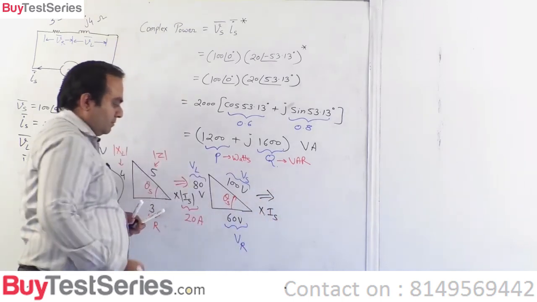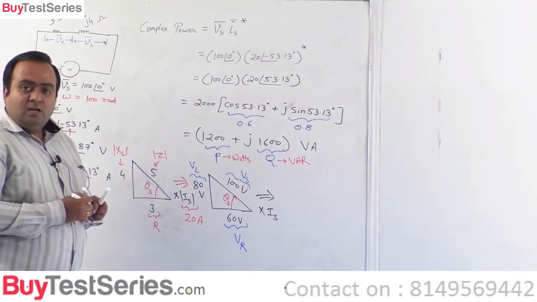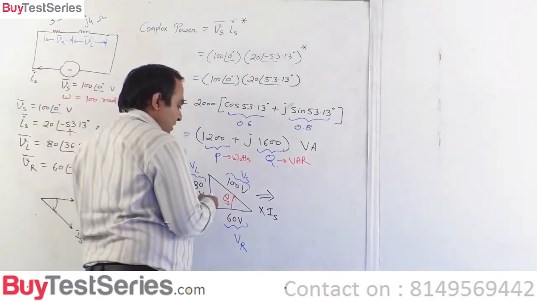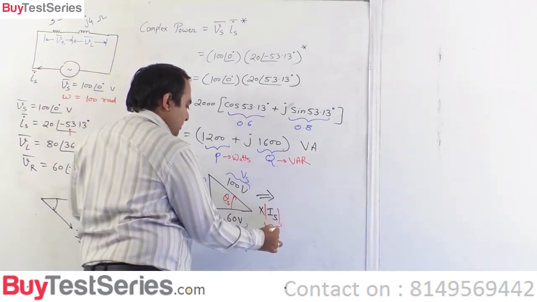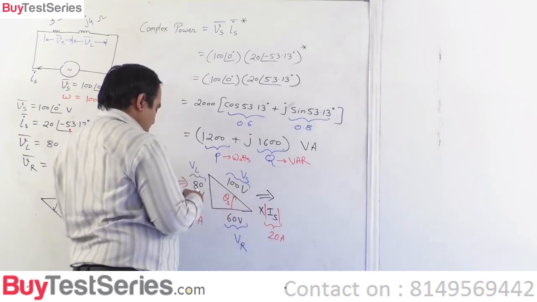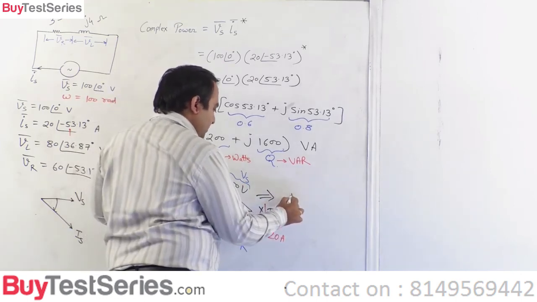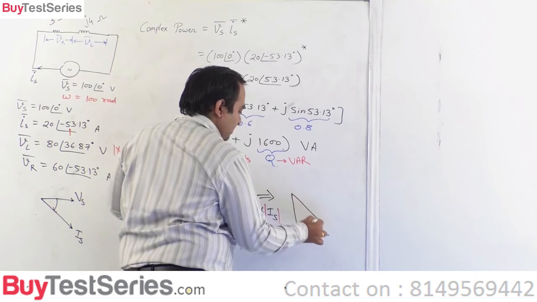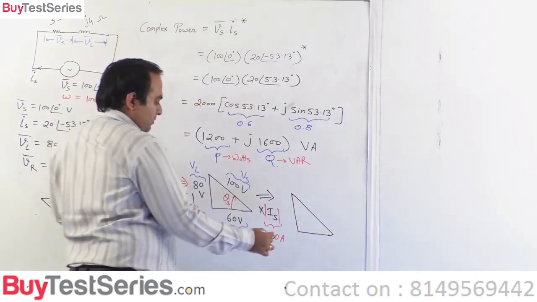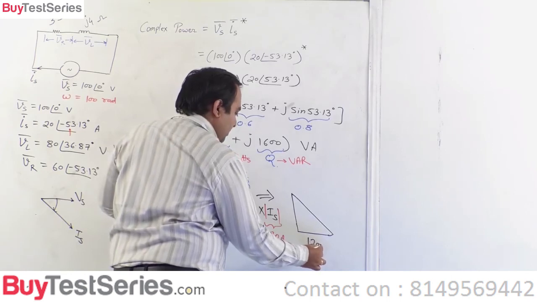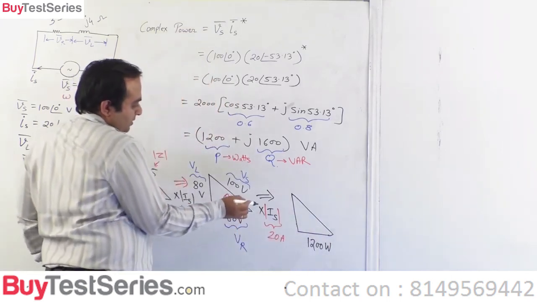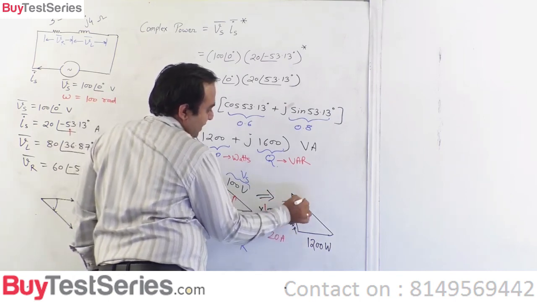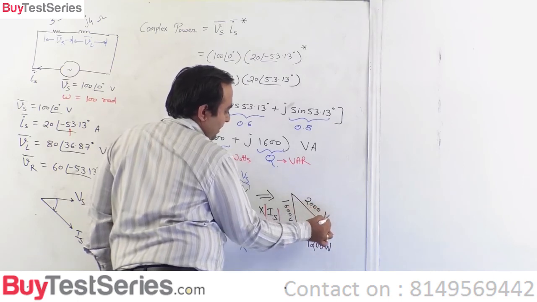current. If you further multiply this by current, voltage into current dimensionally becomes power. So IS is again how much? IS magnitude is 20 amperes. So this becomes 1200 watts, this becomes 1600 VAR, and this becomes 2000 VA.